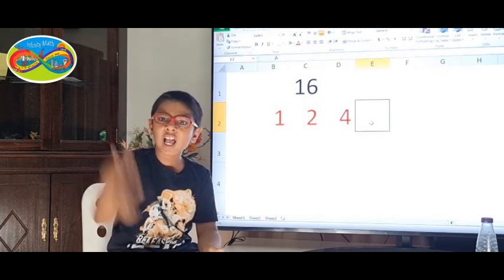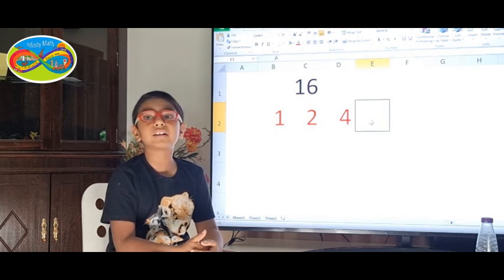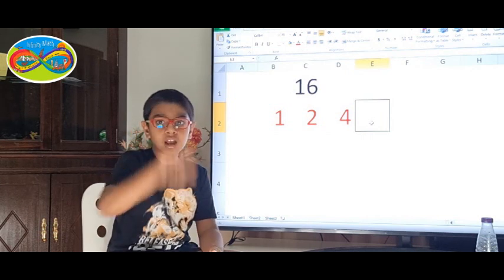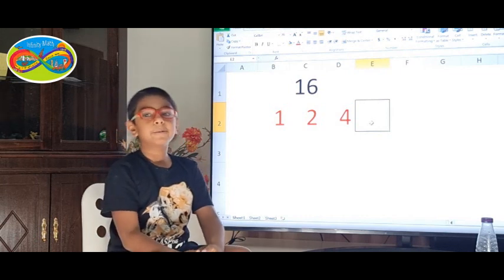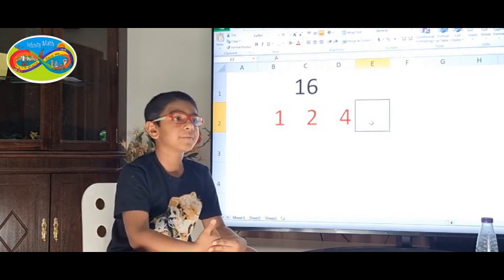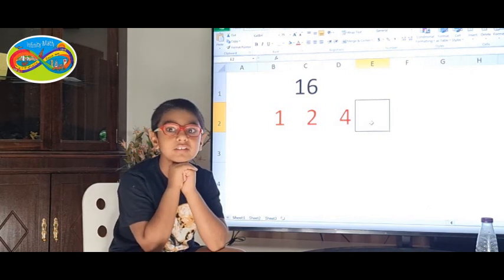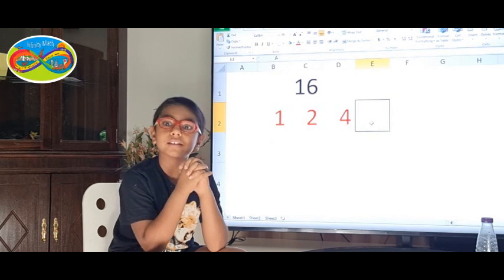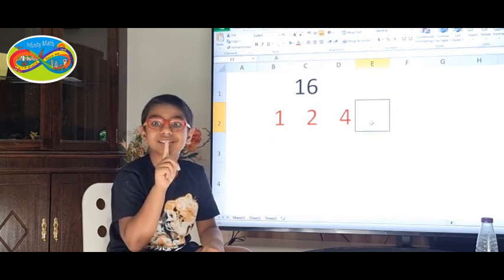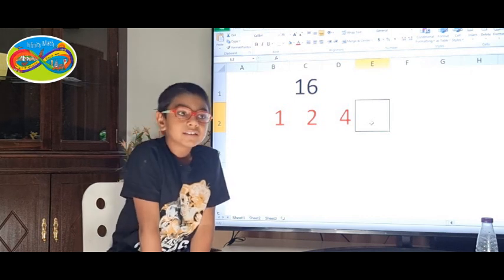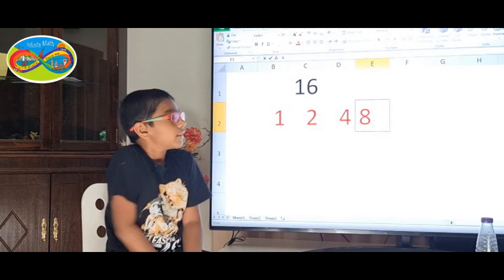16 divided by 6, there will be a remainder of 4. 16 divided by 7? No, there will be a remainder of 2. Wait, now we're on the 8th one, which means the last one we'll be doing. Actually, not the last, it's the second last. 16 divided by 8 will be 2. So yes, it's a factor.